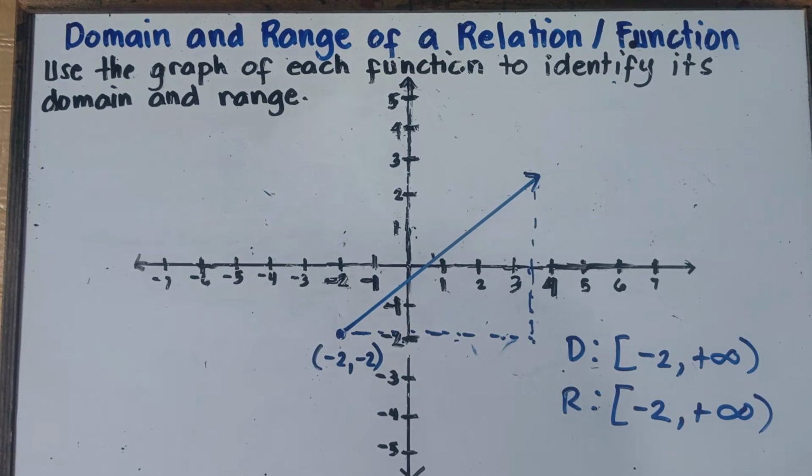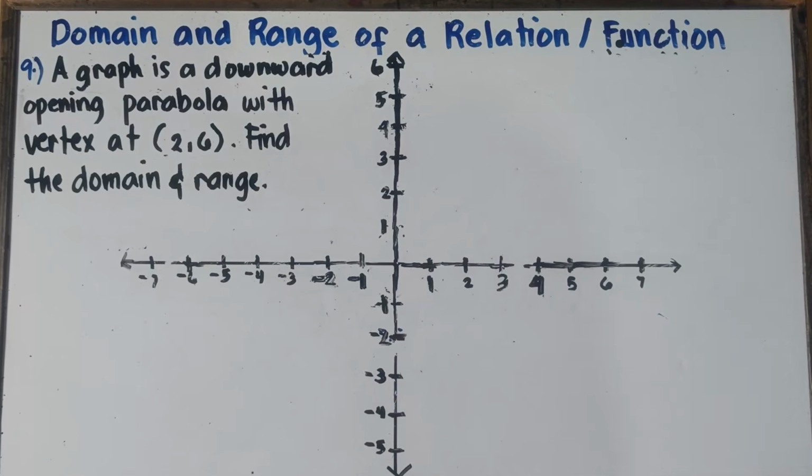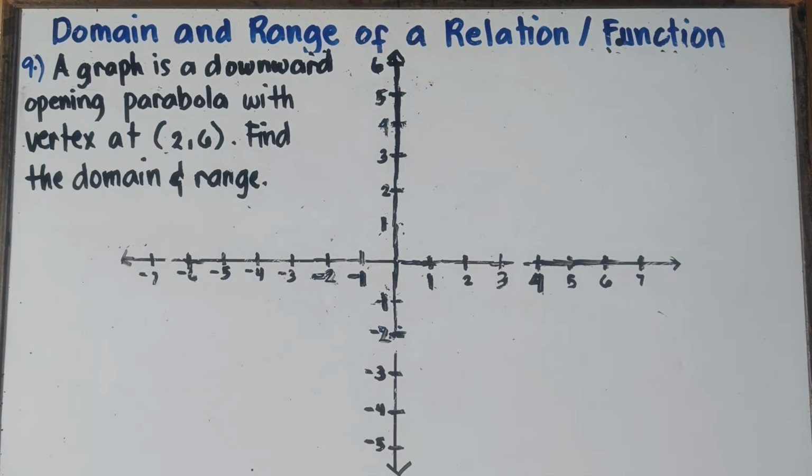Let's have example number 9, class. Let's have a tricky example. This will be quite tricky, class. A graph is a downward opening parabola with vertex 2, 6. Find the domain and then the range.